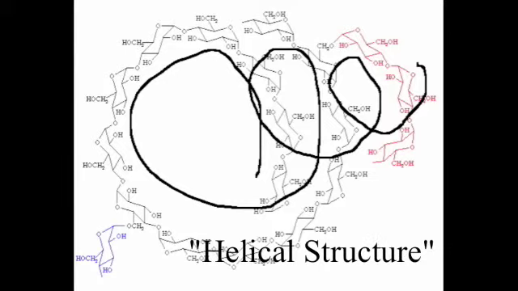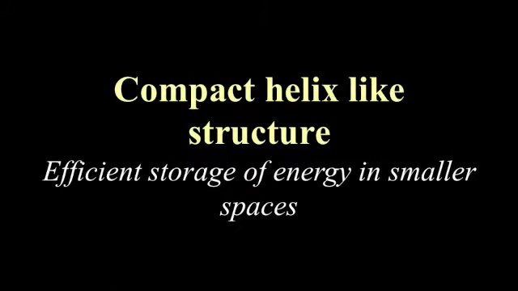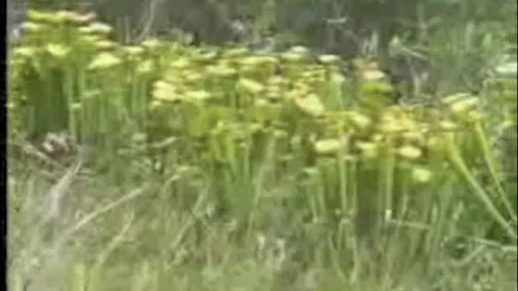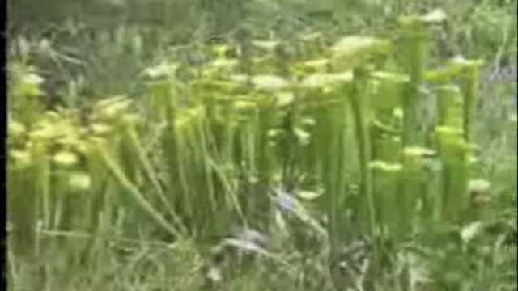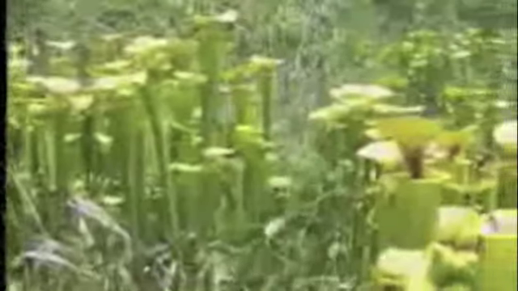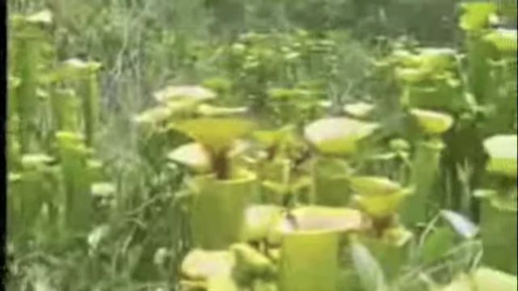Alpha linkages cause the finished polysaccharide to be in the structure of a helical compact structure. The function of polysaccharides synthesized from alpha glucose is energy storage, and so this relatively compact structure allows more energy to be stored in a given space. An example of such a polysaccharide is starch, which plants use to store energy.